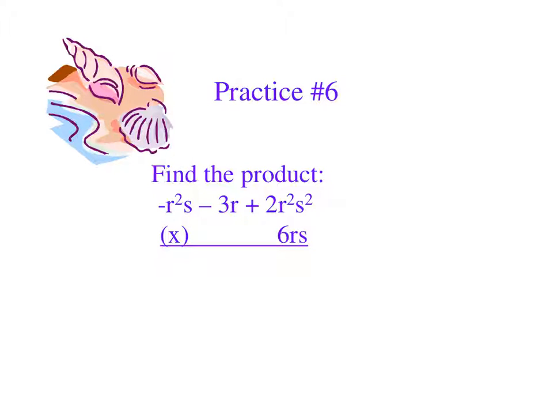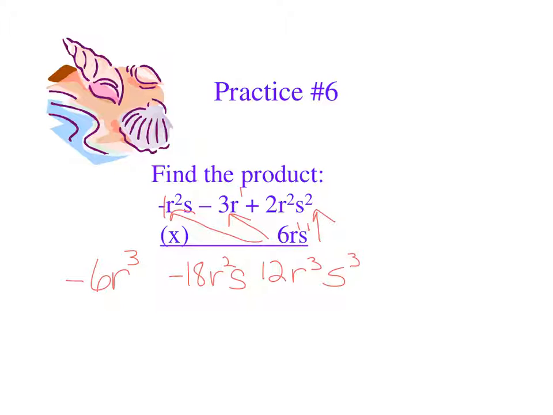Alright, this time, same thing. I just have 3 terms on top, so I'm going to take this 6rs and multiply it by my first term over here. Multiply my coefficients, rewrite my bases, add my exponents, rewrite my s, add my exponents. Then I'm going to distribute it to the negative 3r, multiply my coefficients, rewrite my base, add my exponents, and then I only have one s. Then finally I'm going to distribute over here. Multiply my coefficients, negative times positive, and this is a negative 1. Rewrite my base, add my exponents, rewrite my base s, add my exponents.